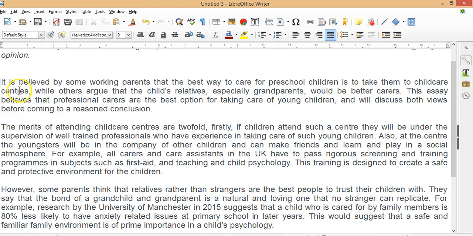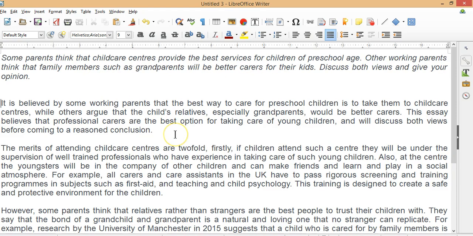So sentence 1, you restate the topic. It is believed by some. Now you can see how I've paraphrased this. I've changed the word order around, and I've changed a couple of forms of the words. So it is believed by some working parents, so I've taken that and put that at the start, that the best way to care for preschool children is to take them to childcare centres. Well, others argue that the child's relatives, especially grandparents, would be better carers. So you can see that I've changed some of the key words, and I've changed the word order around.